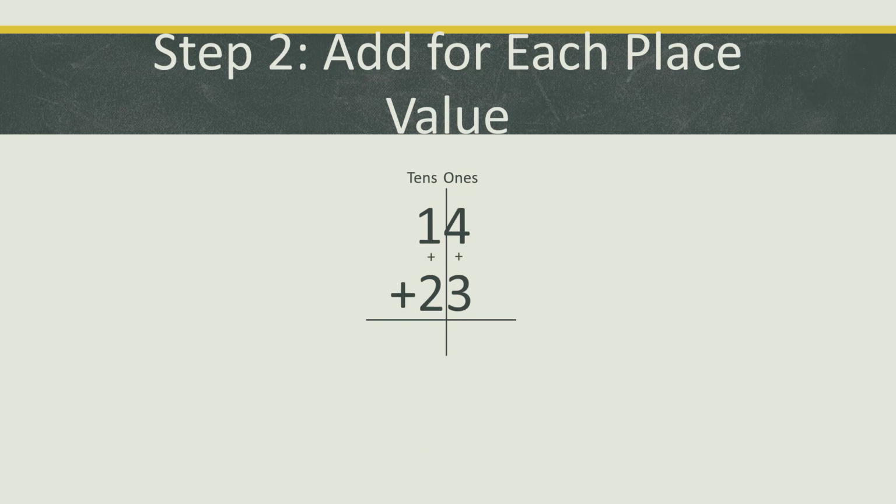Starting from the ones place, you need to add the numbers in each equation. 4 plus 3 equals 7, and 1 plus 2 equals 3. You get 7 for the ones place and 3 for the tens place. All you have to do after that is combine the two sums together to get 37. So the answer to this equation is 37. Now let's move on to our second equation.